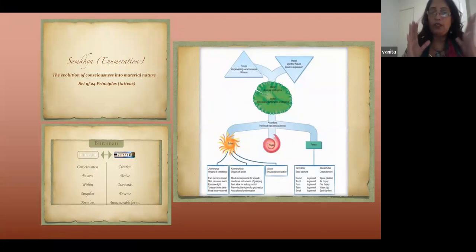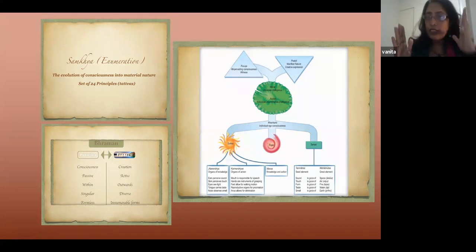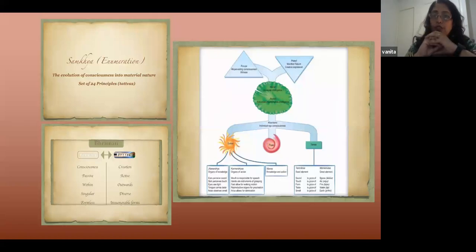So we talk about consciousness and we talk about creation. These are two different categories. Consciousness is awareness, and creation is nature, Prakriti. So what has evolved, basically, in that evolution, you have to create that level of consciousness and awareness to be able to do the analysis. So it's passive, active, within, outwards, singular, diverse, formless, innumerable forms.